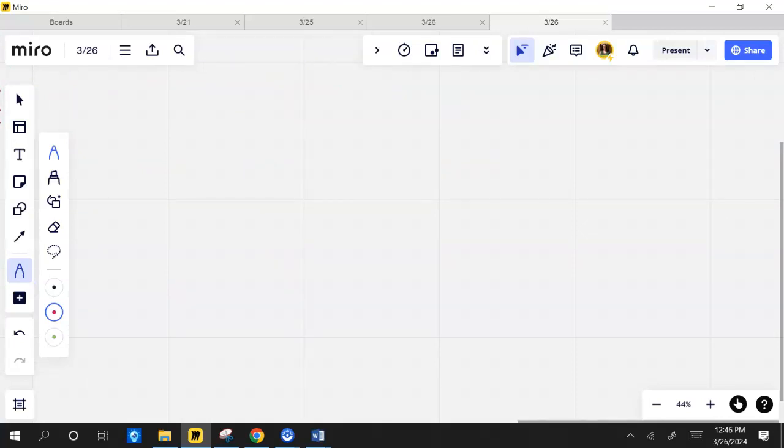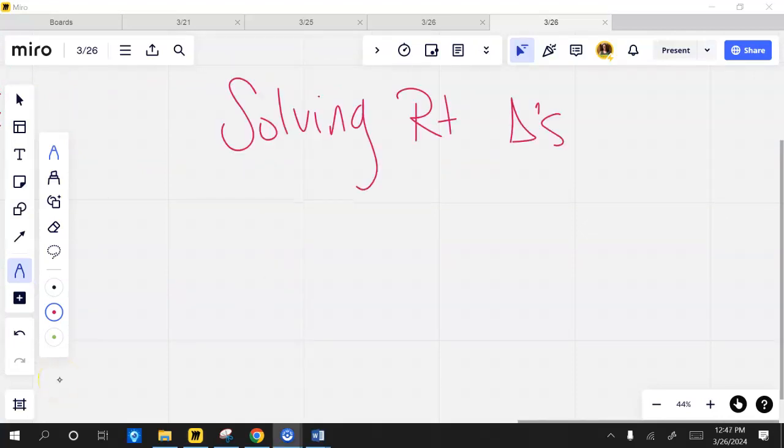Let's switch gears here. This is still using trig, yes. Anytime you have right triangles, it's trig. No, I don't really like the back of this.